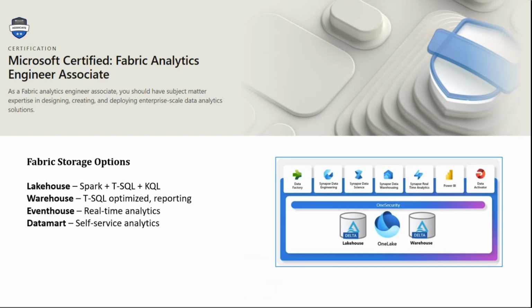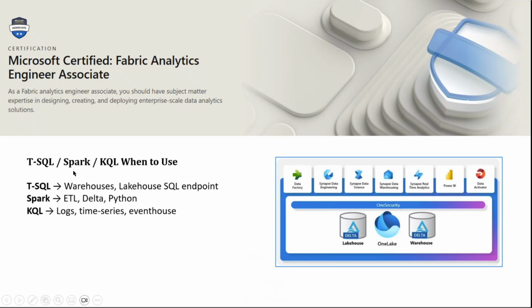In the Event House, we store our real-time data. Real-time data means data coming from devices that provide real-time data such as IoT devices, the stock market, or any real-time sales transactional data. And the Data Mart is what we define for a particular subject area's analytics.